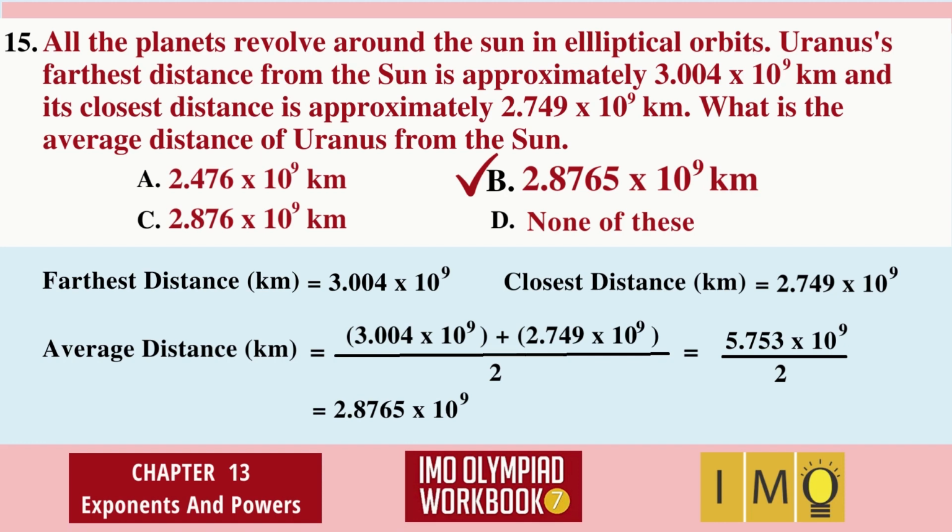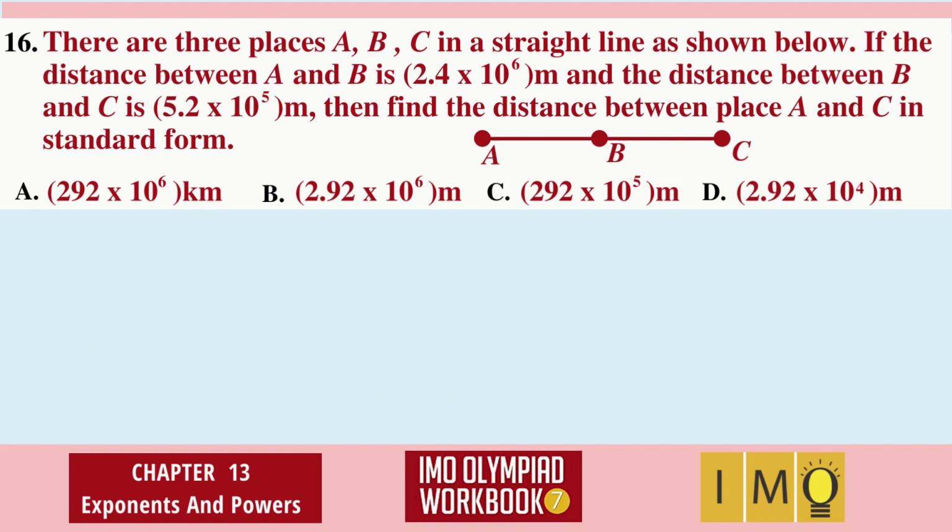Next, question number 16. There are 3 places A, B and C in a straight line as shown below. If the distance between A and B is 2.4 into 10 to the power of 6 meters and the distance between B and C is 5.2 into 10 to the power of 5 meters, then find the distance between place A and C in standard form.